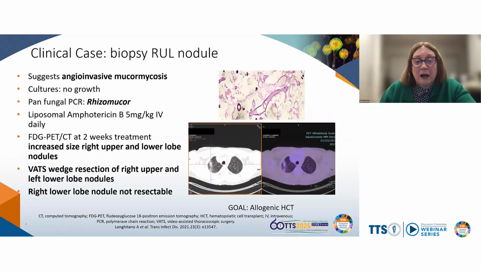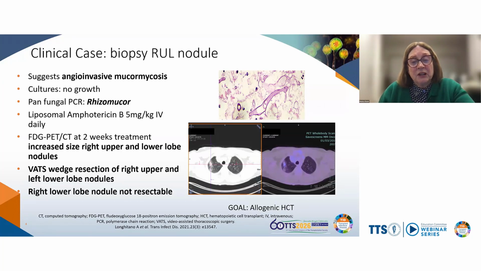So he went to have a biopsy of the right upper lobe nodule, and you can see the histopathology here. It was really suggestive of invasive mucormycosis. As often is the case, the cultures did not grow, and so the specimen from his lung was sent for panfungal PCR, which detected Rhizomucor. He started on liposomal amphotericin B at 5 milligrams per kilogram per day.